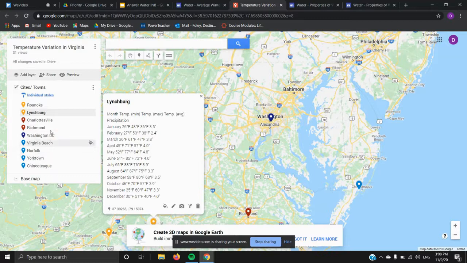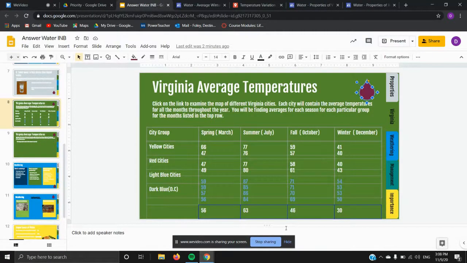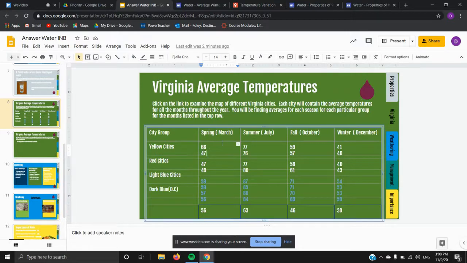If you need help differentiating the color, please let your teacher know. I know some people may have a more difficult time identifying the colors than others. So what I did here, instead of averaging these out, I just went ahead and put for all of them. Then we can see a more general trend.